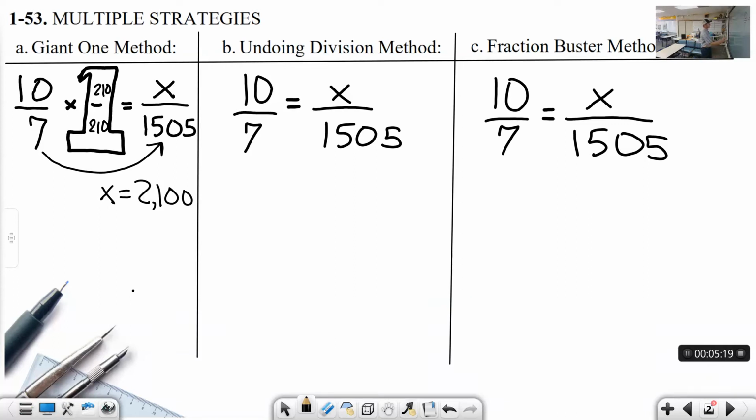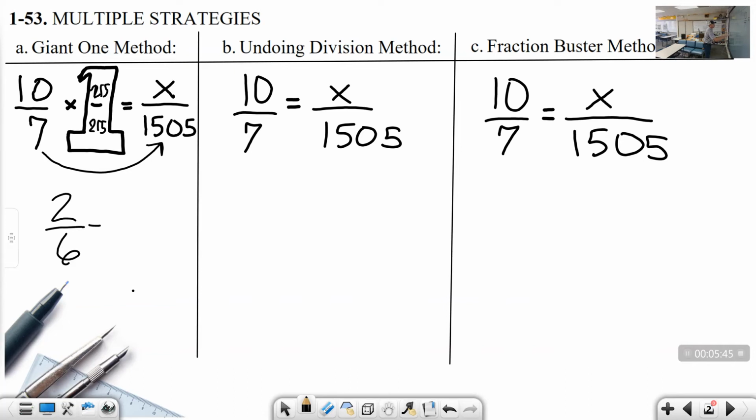My apologies. I just noticed I did my math wrong. So it's not 210. Did you catch that? That it's supposed to be 215? My bad. 215. Much better. Okay, so x is 2,150. Okay? Now, you probably see this more often in a problem like this.